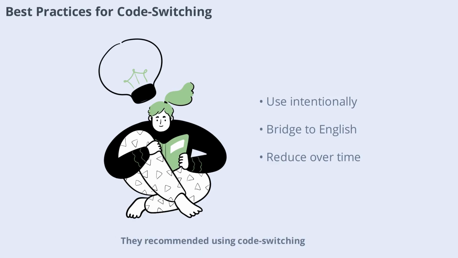Teachers agreed on several best practices for using code switching in the ESL classroom. They recommended using code switching intentionally to clarify difficult concepts, provide clear instructions, and scaffold learning. Importantly, teachers suggested that code switching should be gradually reduced as students' English proficiency improves. Using students' native languages as a bridge can help them understand new English concepts, but the ultimate goal should be to encourage active use of English and foster independent language skills.